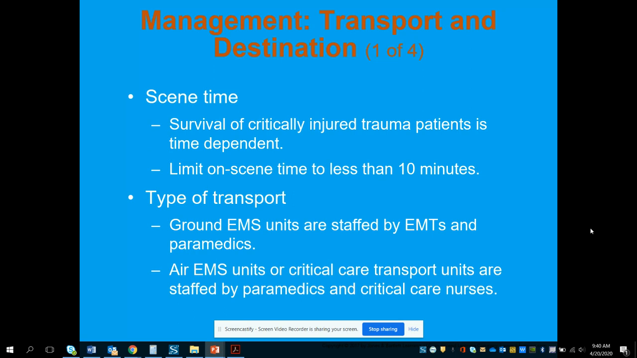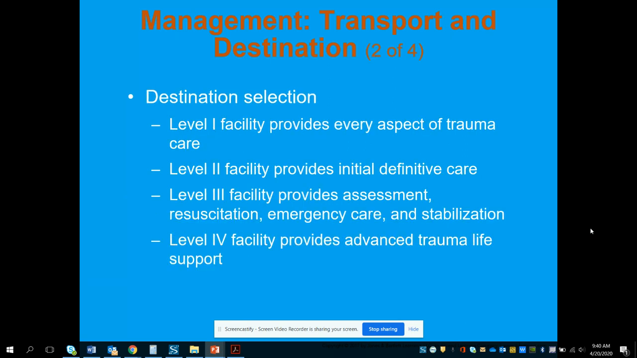When we're looking at scene time, we said we want to limit our own scene time to less than 10 minutes. It's very important that we are choosing the appropriate transport and the appropriate hospital for the patient. So looking at types of transport, again, around here, we are very fortunate to have a lot of trauma centers close to us, but there are some places that are not. So you might need to utilize air EMS units or critical care transport. So make sure you know what is available in your area and that you're prepared with that. Now this is important, and you're going to see a few test questions that ask about this, talking about the trauma centers and destination selection.